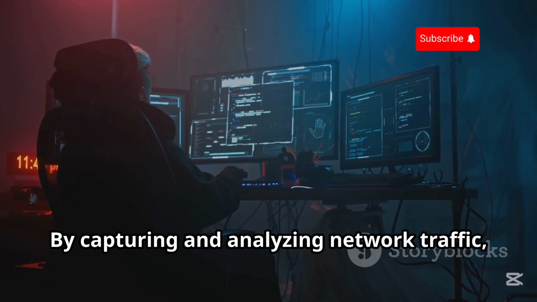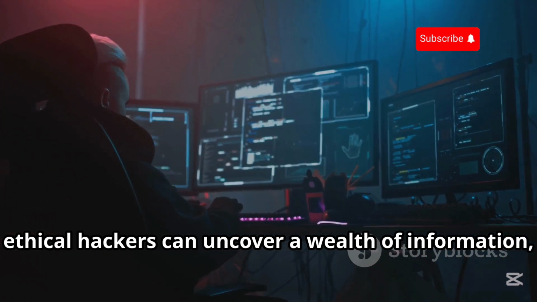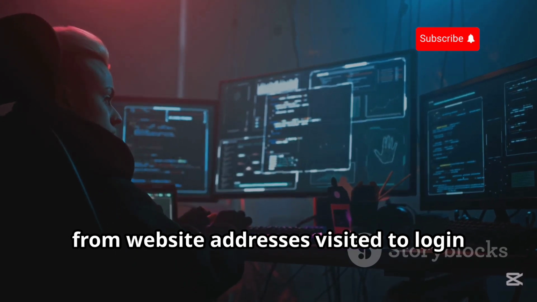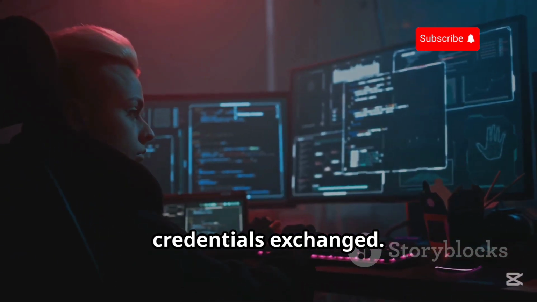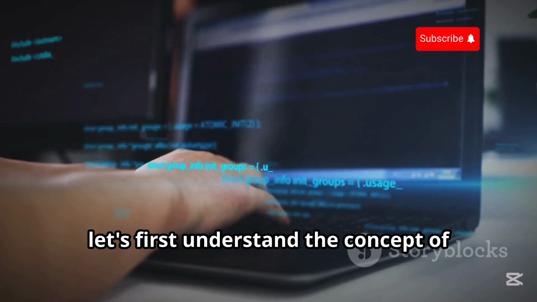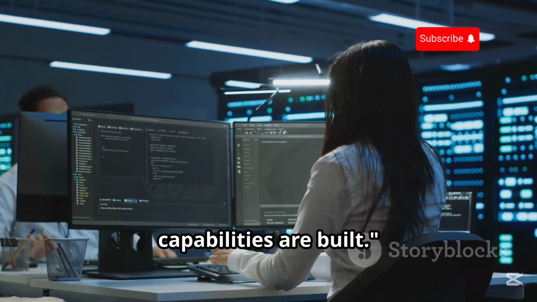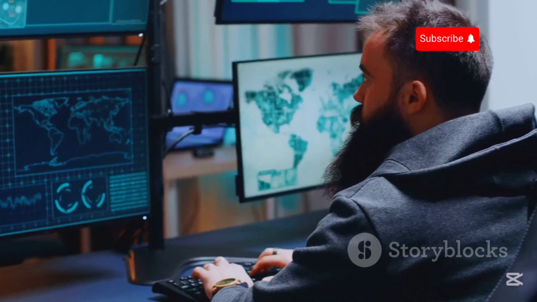By capturing and analyzing network traffic, ethical hackers can uncover a wealth of information, from website addresses visited to login credentials exchanged. Before we delve into the specifics of using Wireshark, let's first understand the concept of packet sniffing, the foundation upon which Wireshark's capabilities are built.